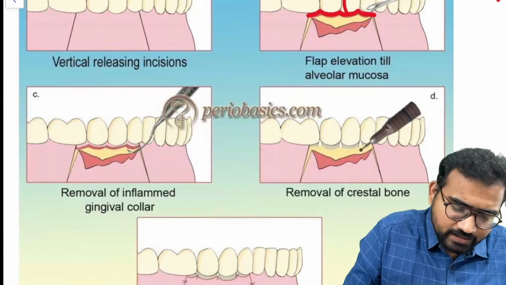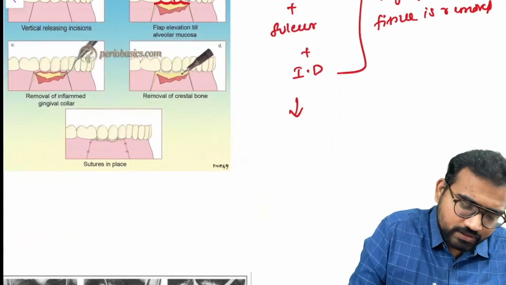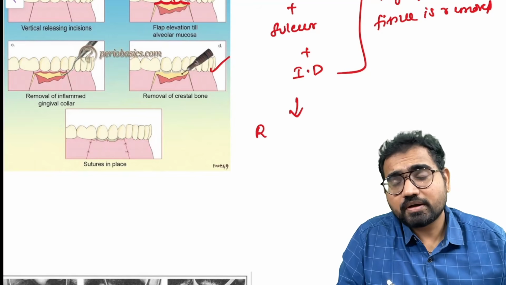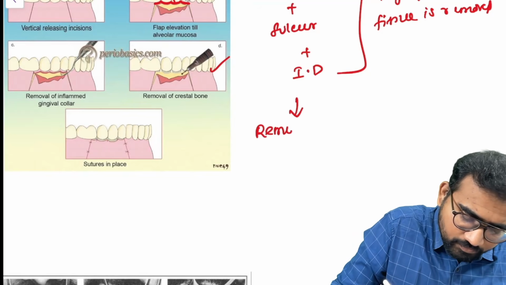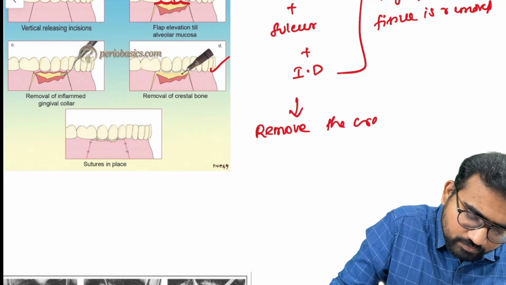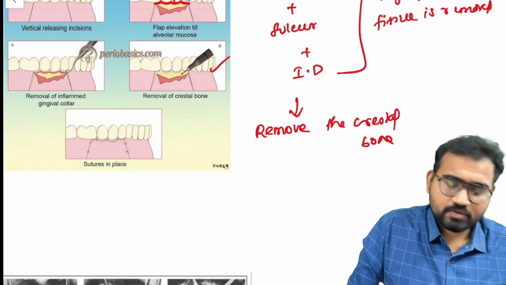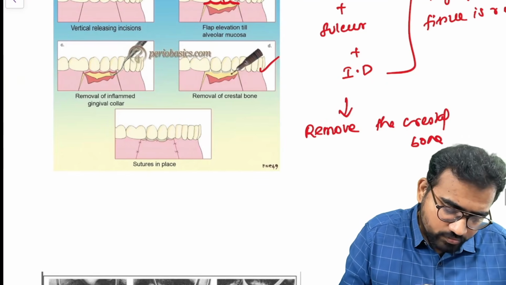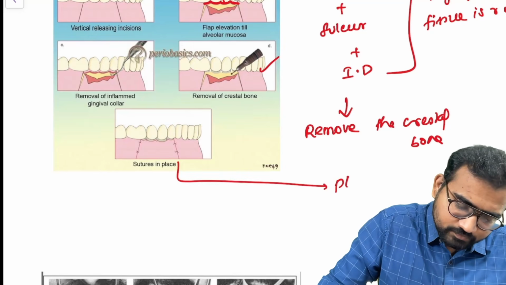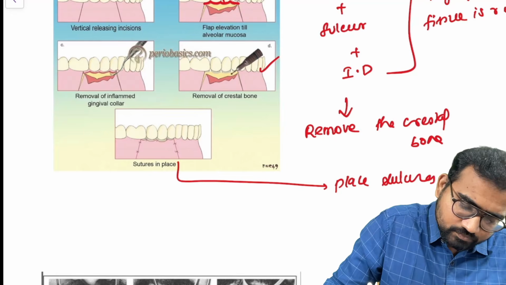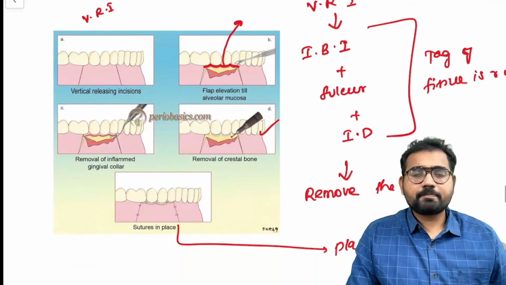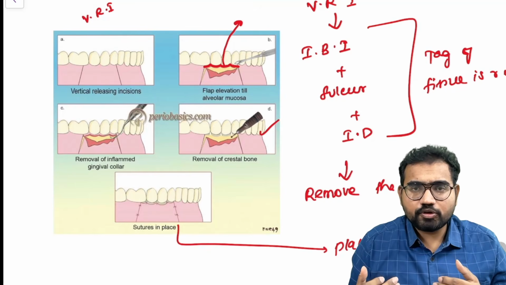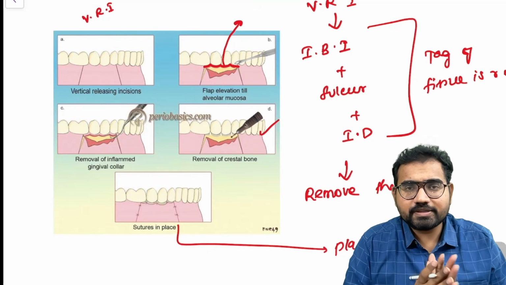Then I'm going to recontour the bone. As you can see here, I'm going to remove the crestal bone. Very important thing, I'm removing the crestal bone. And then I'm going to place sutures. So: vertical releasing incisions, internal bevel, sulcular, interdental, raising the full thickness mucoperiosteal flap, doing bony recontouring, reducing the alveolar crest, suturing.